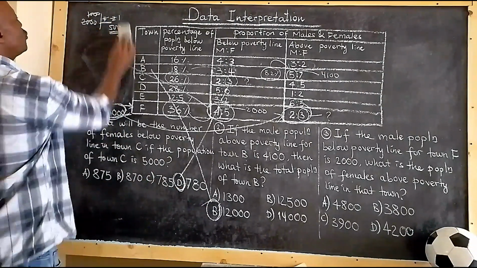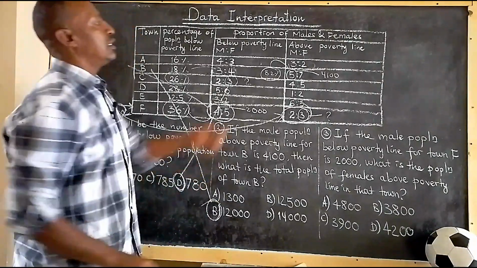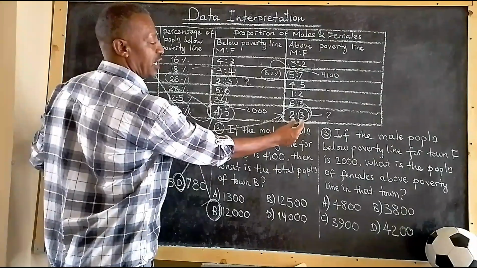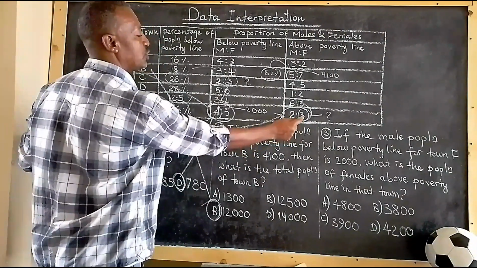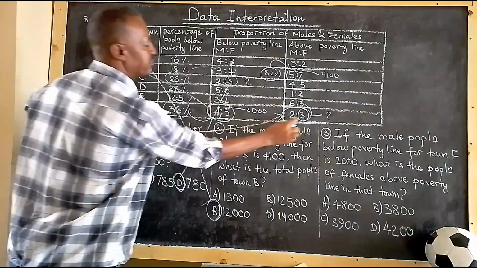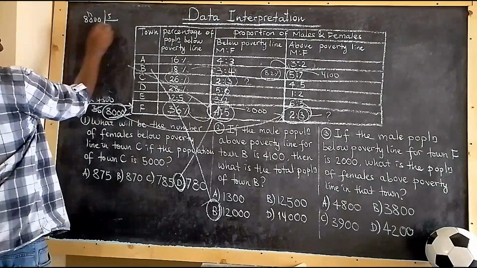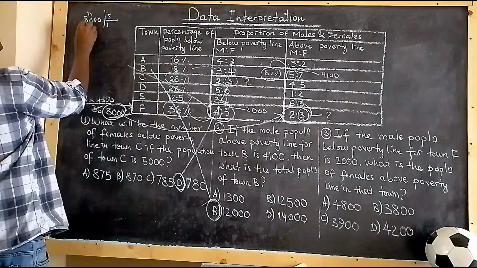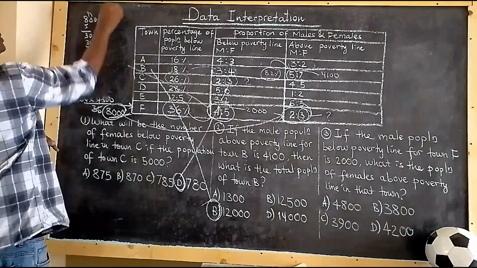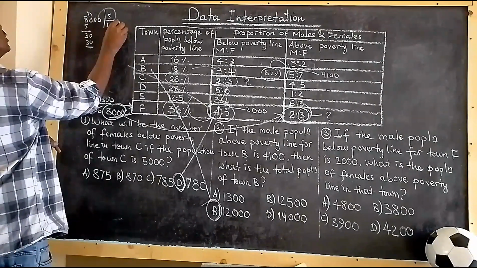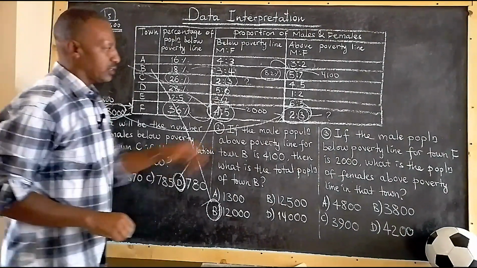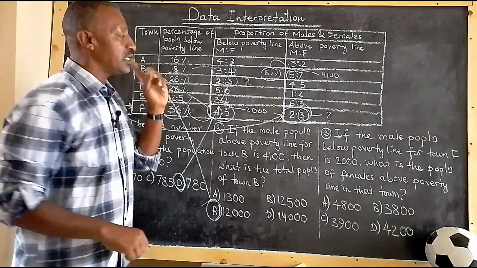Why? Because the question is to find out the female above poverty line. So in order to get that, we have to divide this by 5. Why? Because the entire population proportion is 5 here, right? 2 plus 3 is 5. So 8,000 divided by 5 is 1,600, right? 1,600 is one proportion.